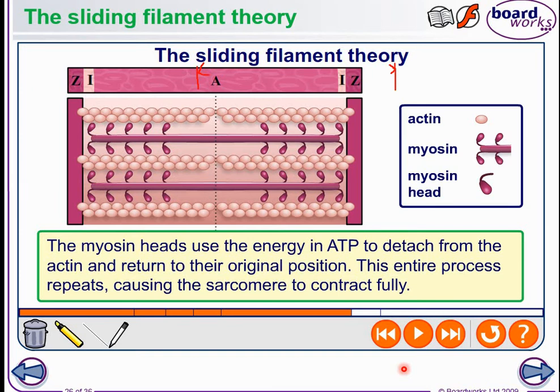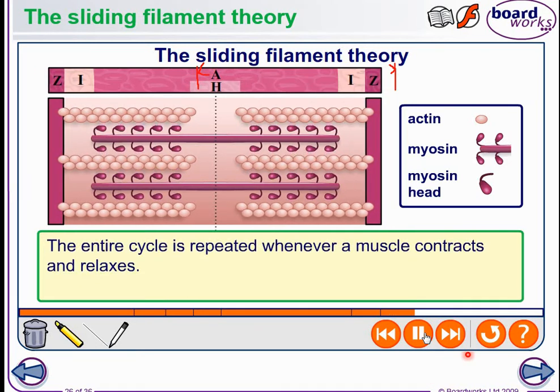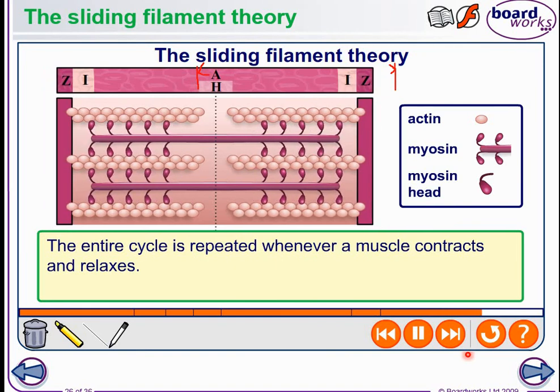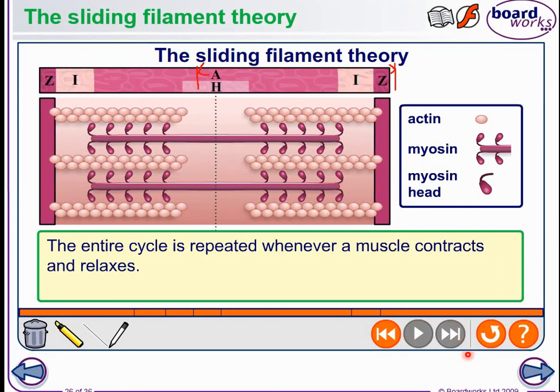You notice across the top the I band got smaller, the A band stayed the same, the H zones disappeared altogether because there is no region now where it's just myosin, and the Z lines have got close together. When we want to relax, they slide backwards, because of the antagonistic pairing. If we run it a bit forward, the entire cycle repeats whenever a muscle contracts. So currently, if you're moving any part of your body, skeletal wise, this is what's happening. All very clever.